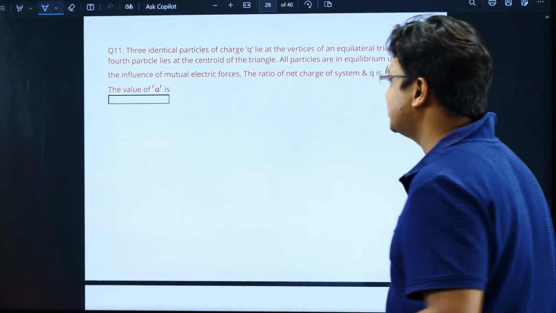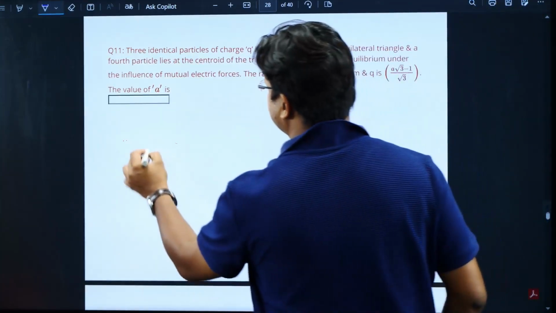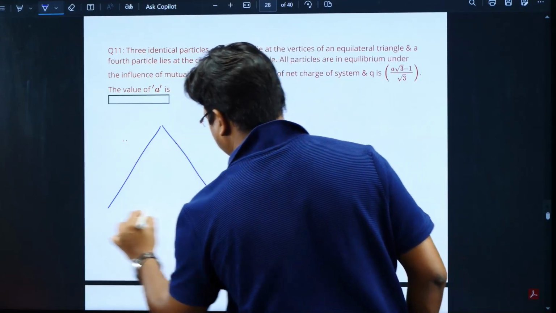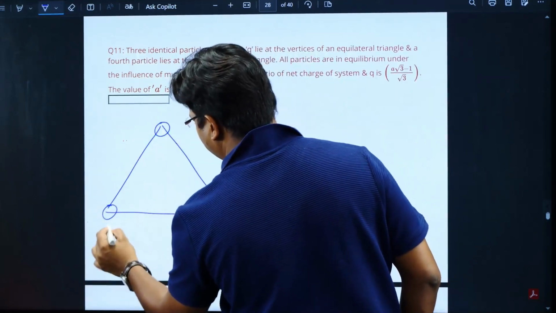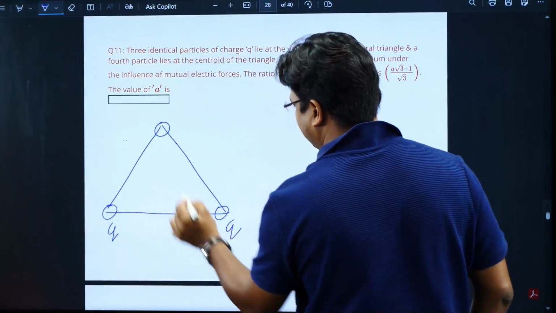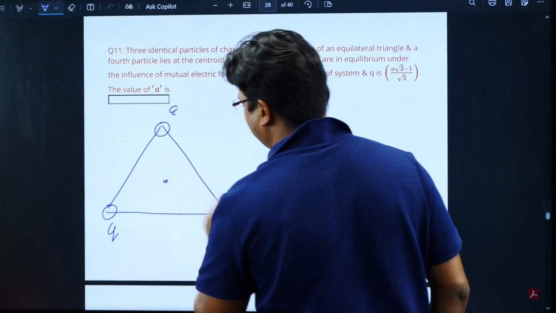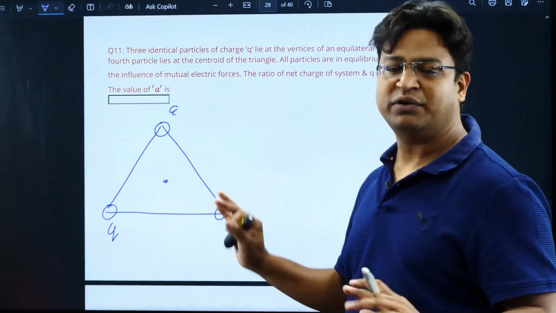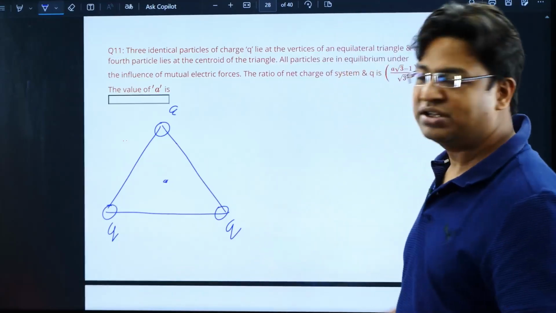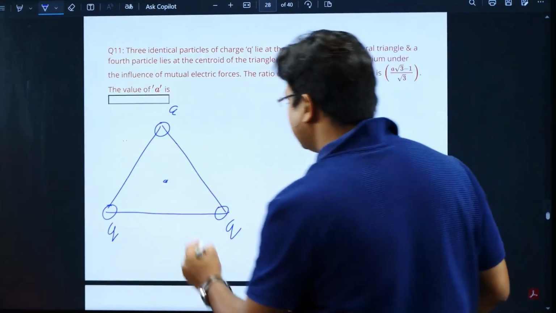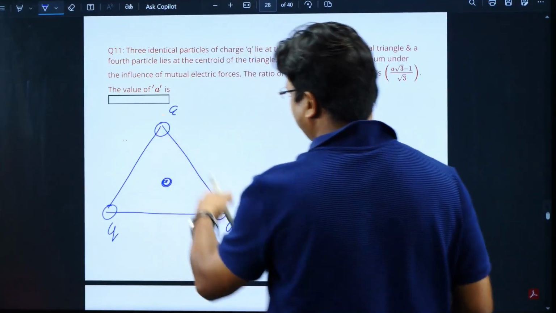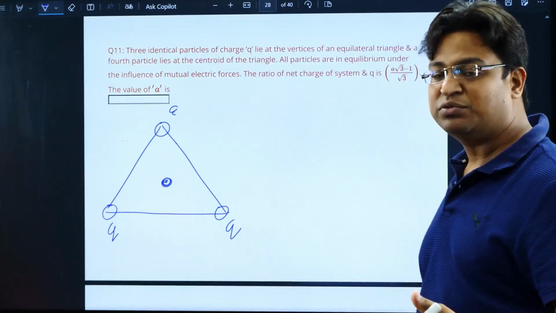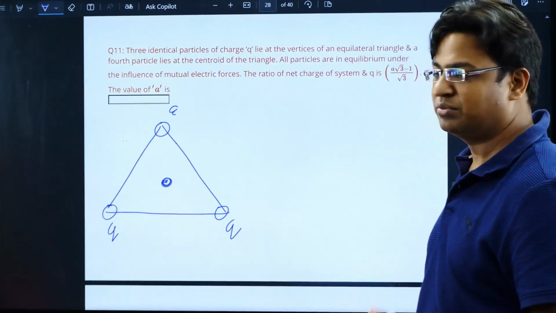All right guys, so the situation is this: we have three identical particles. If there are three identical particles, we already know that they will produce a zero electric field at the centroid, which basically means that whatever you keep at the centroid will not experience any force. So that particle is definitely in equilibrium. But once you have kept a charge here and then you try to check the equilibrium of the particles which are kept at the vertices, we have to do something about that.